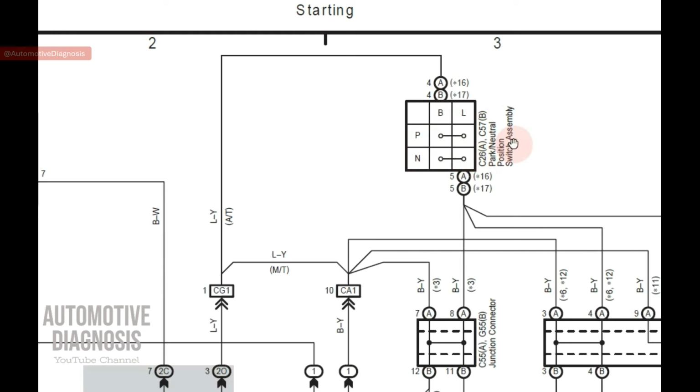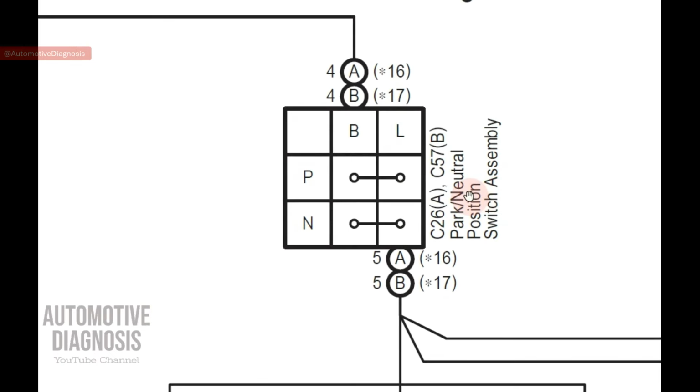But there are some important points in here. As you see on the park neutral switch, I have some letters and some numbers in here. We already have the color of this wire. But regarding the connectors, as you see here, we have two references. C26 is called A and C57 is called B. It means whatever you see as B here is connector C57 and whatever you see as A here is connector C26. So this is actually for making the wiring diagram much easier to read. Instead of having C57 here and C26 here, they just refer to it as A and B, which is going to be much easier. And of course the numbers next to them are pin numbers.